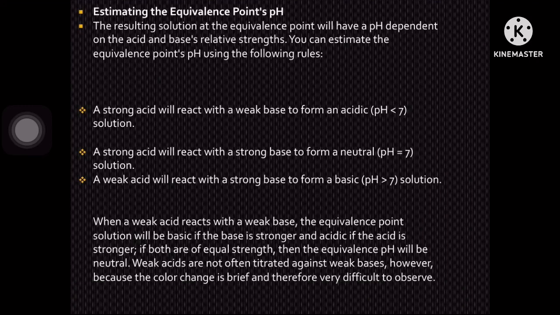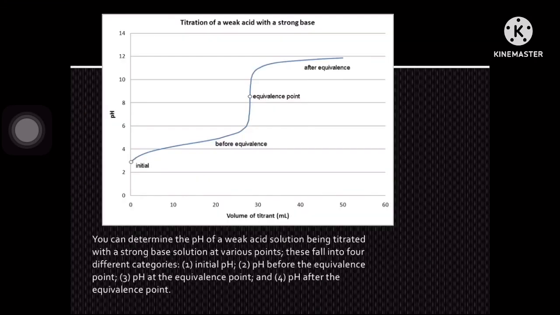Now, how do we estimate the equivalence point? The resulting solution at the equivalence point will have a pH dependent on the relative strength of the acid and base. You can estimate the equivalence point pH using the following rules. A strong acid will react with a weak base to form an acidic solution. A strong acid will react with a strong base to form a neutral solution. A weak acid will react with a strong base to form a basic one.